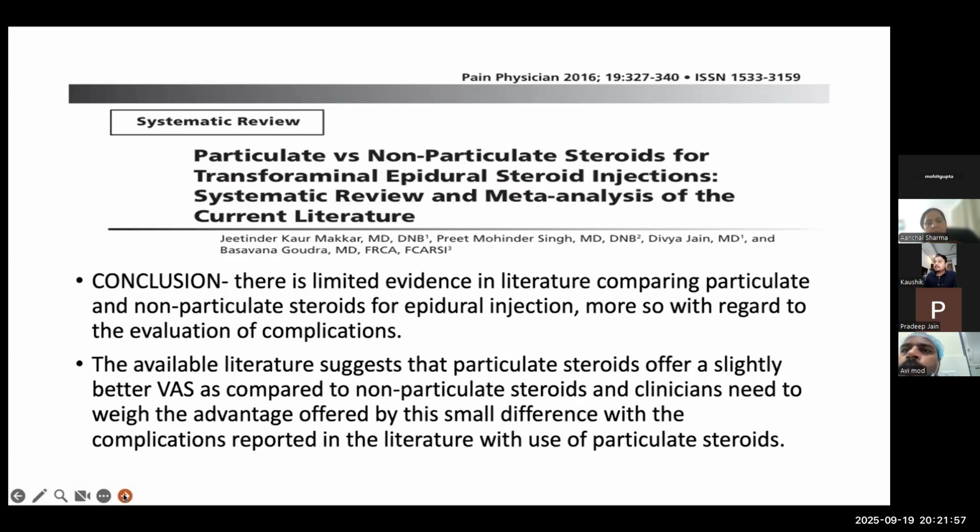So the next study we have is from the Journal of Pain Physicians, which is particulate versus non-particulate steroids for transforaminal epidural steroid injections. This study again was from a group including more than 500 people, where they concluded ultimately that there have to be more studies in terms of finding out about the complications. However, the literature which they pointed out suggested that the particulate steroids offered a slightly better VAS and pain score as compared to non-particulates.